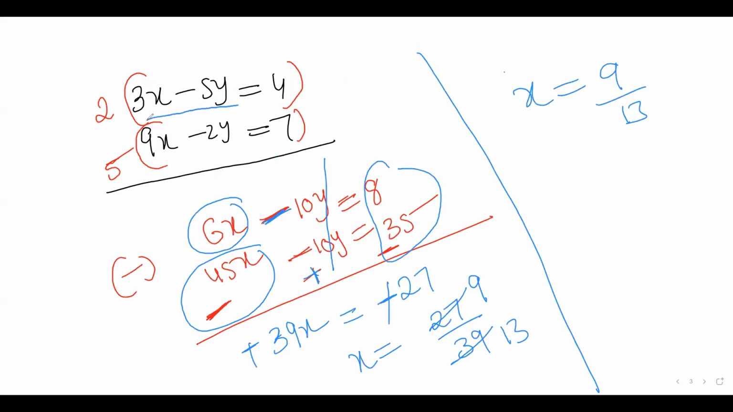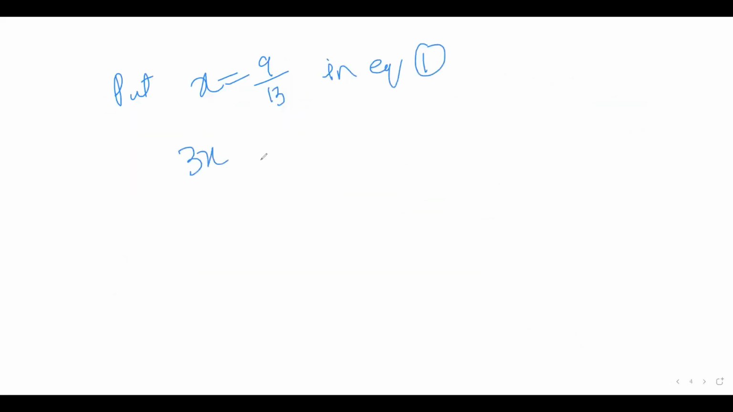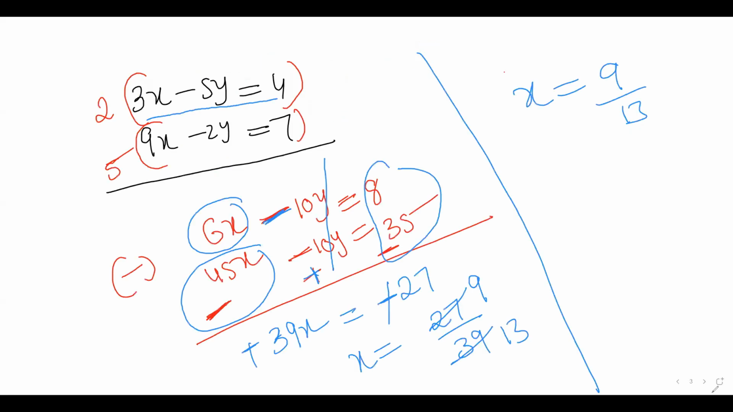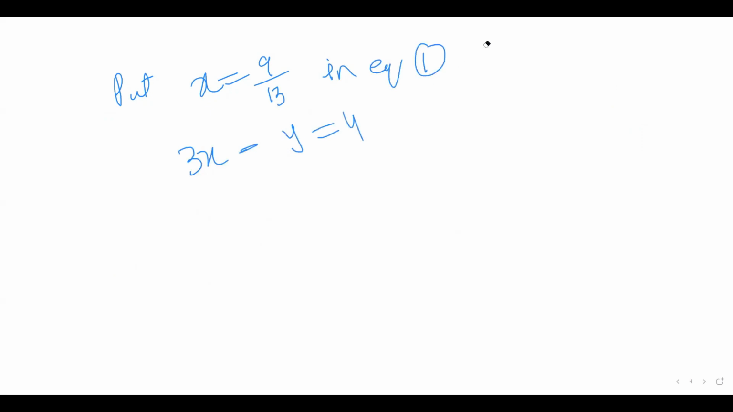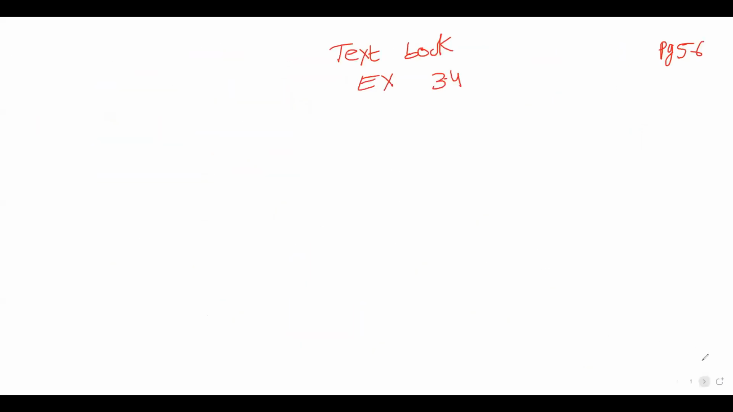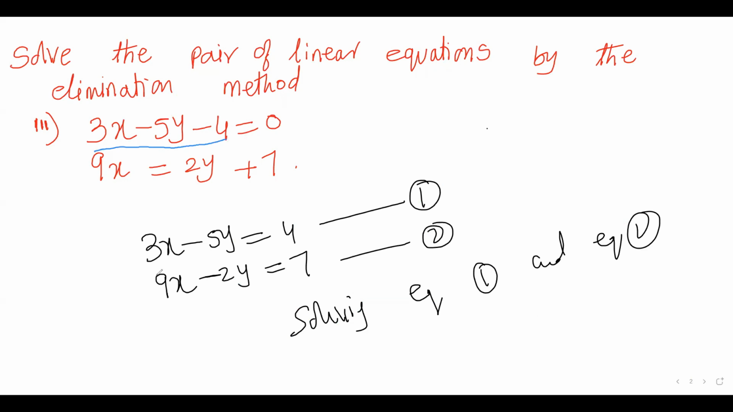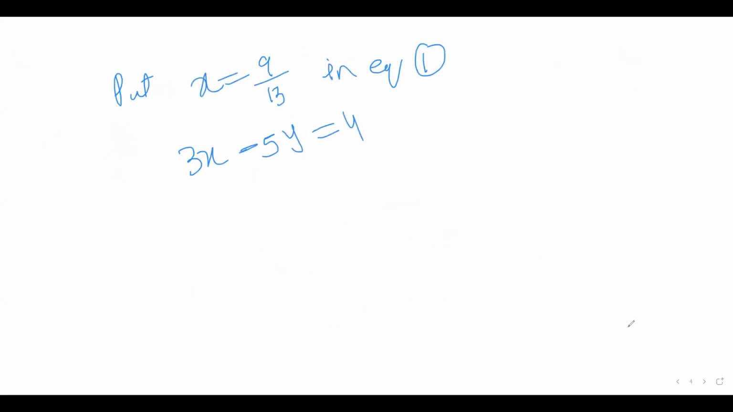Put x is equal to 9 by 13 in equation 1. What is your equation 1? 3x minus 5y is equal to 4. Now put the value of x. It's actually 5y if I am not wrong. Please check once again. 3x minus 5y is equal to 4. Okay. X value is 9 by 13. Numerator into numerator, here you can imagine one, denominator into denominator. 3 nines are 27. 13 ones are 13.